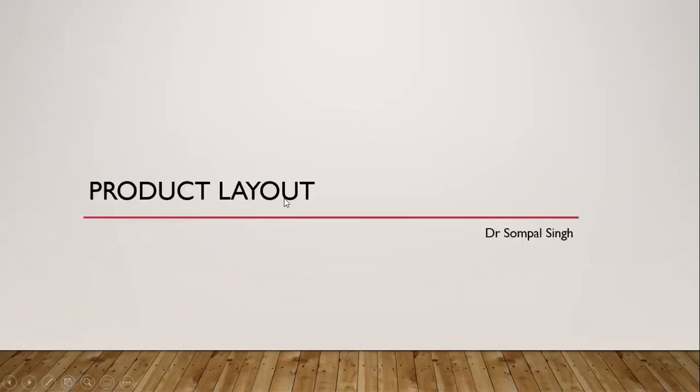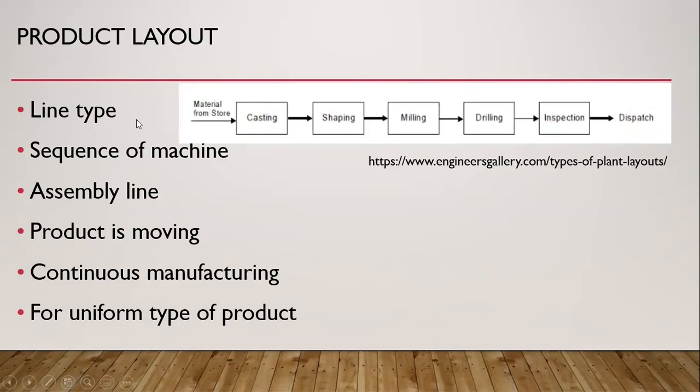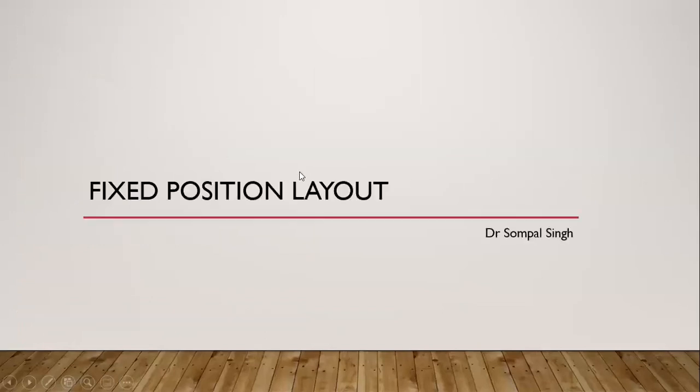So first of all, product layout. Product layout is a line type of layout where a sequence of machines is there, and it is an assembly line where the product is moving from one machine to another machine, and there is continuous manufacturing for a uniform type of product. So this is an example of a product layout. I have taken this from a source on the internet.